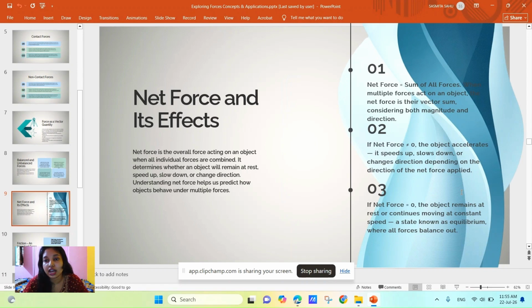One, net force is the sum of all forces. When multiple forces act on an object, the net force is their vector sum, considering both magnitude and direction. Two, if net force is not equal to 0, the object accelerates: it speeds up, slows down or changes direction depending on the direction of the net force applied. Three, if net force is 0, the object remains at rest or continues moving at constant speed, a state known as equilibrium where all forces are balanced out.